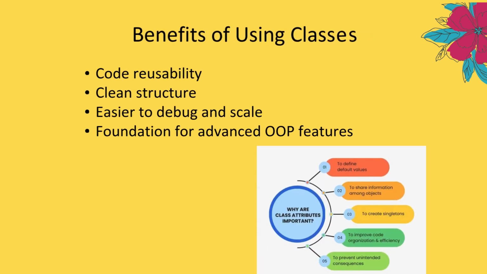Benefits of using classes. Why should we use classes in real world projects? Because they offer code reusability: write once, use many times. Clean structure, organized into logical groups. Easier debugging, isolate and fix faster. Scalability, easily add new features. They also open the door to advanced topics like inheritance, polymorphism and design patterns.